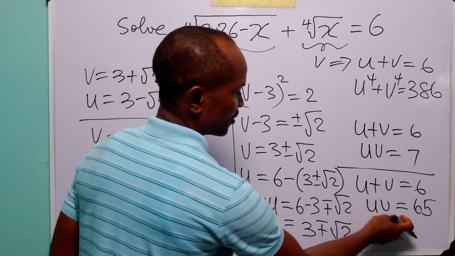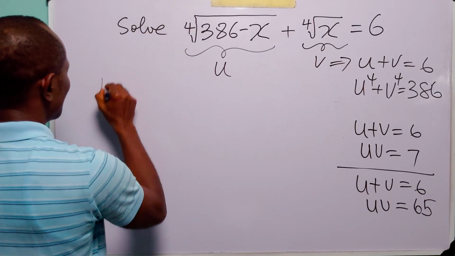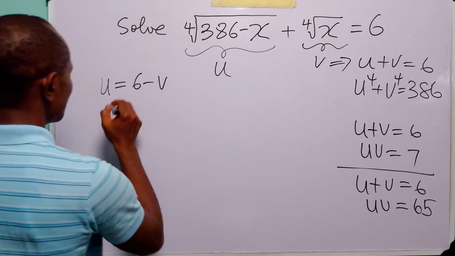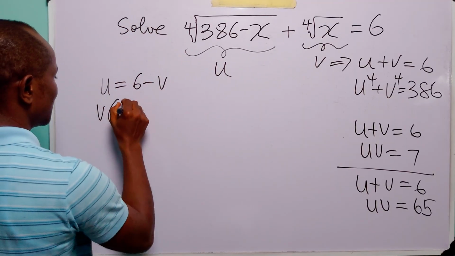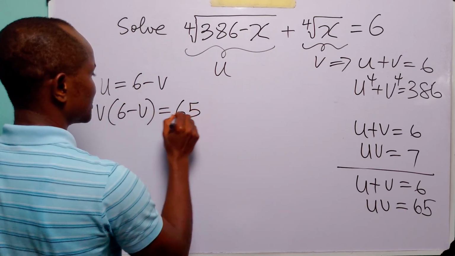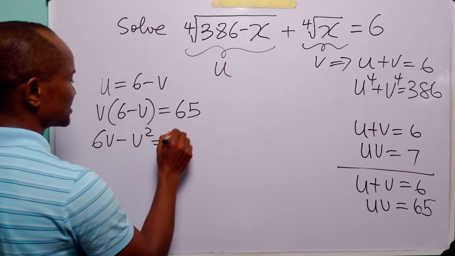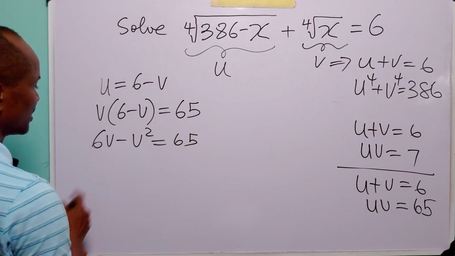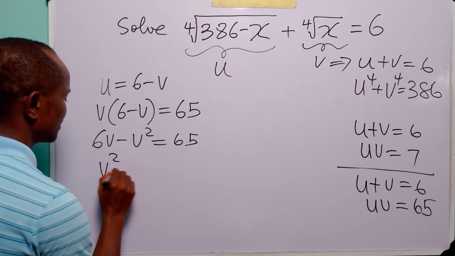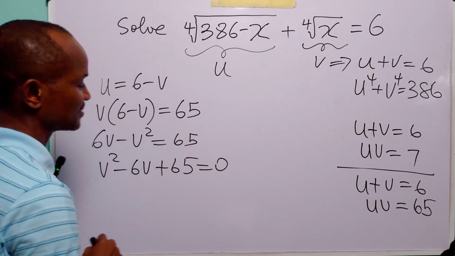Now we move on to the second set of equations. Once more, we have that u = 6 - v. Substituting into this, we have that v(6 - v) = 65. Expanding, we have that 6v - v² = 65. Rearranging this equation, we have v² - 6v + 65 = 0.